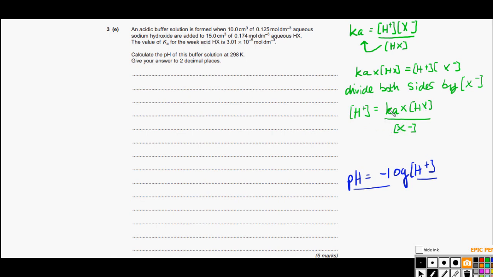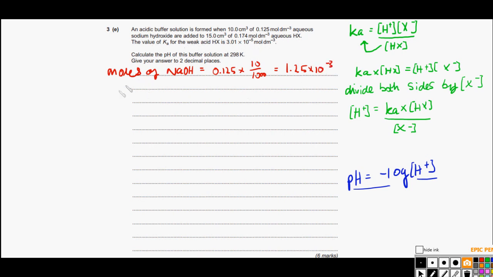We're given Ka, that's 3.01 × 10⁻⁵, and we need to calculate the concentration of HX and the concentration of X minus. So what we do first is calculate the moles of everything we're given in the question. So let's calculate the moles of NaOH. That's equal to the concentration times the volume, and we want the volume in dm³, so we need to divide by 1000. So 0.125 times our volume, which is 10 over 1000, and that's equal to 1.25 × 10⁻³.